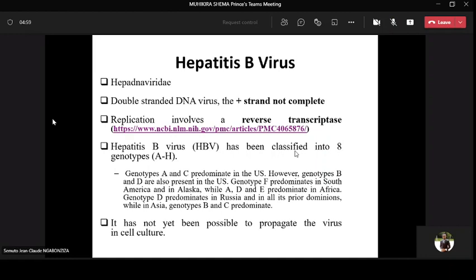Here there is the replication mechanism. Please read this. It will help you to understand more about hepatitis B. Question.